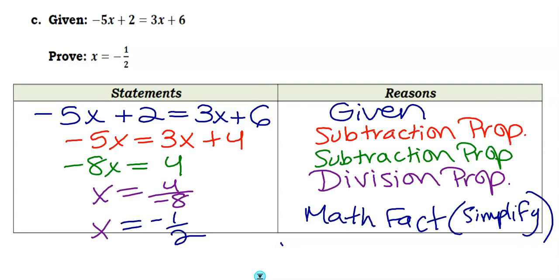All right. So first we had the given. I subtracted the 2. I subtracted the 3x. I divided by negative 8. And then the last one is a math fact. So going from negative 4/8 to negative 1/2, you can write math fact because you simplified. Okay, so simplifying fractions, you can write down math fact.